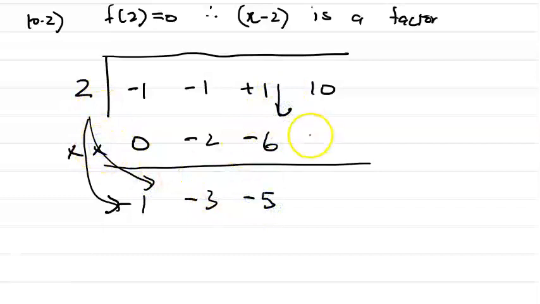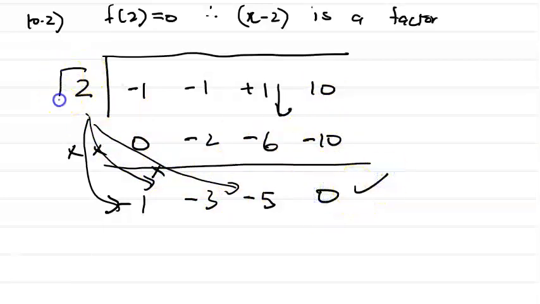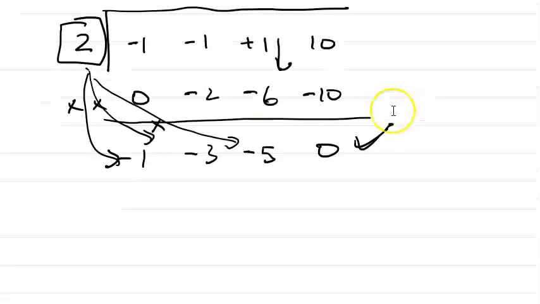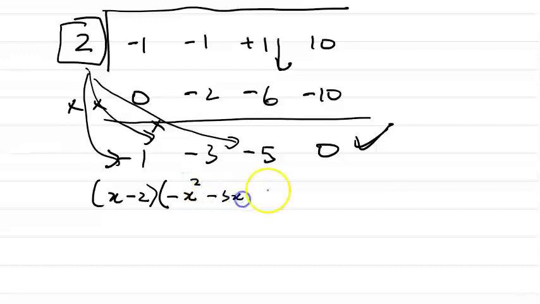Remember that you're adding down. Then 2 times minus 5 is going to be minus 10, and adding 10 and minus 10 is 0. Remember, you must get 0 here, otherwise this particular value of 2 will not be a root, and therefore x minus 2 will not be a factor. But in this case, because that is now 0, 2 is a root and x minus 2 is a factor. Now what does this prove? It proves that we have x minus 2 times minus x squared minus 3x minus 5 equals 0. So basically we've factorized already.